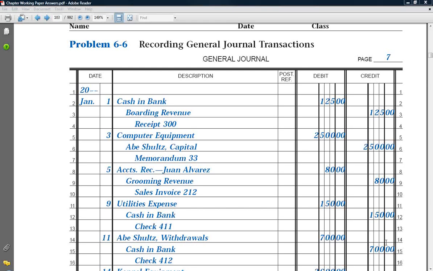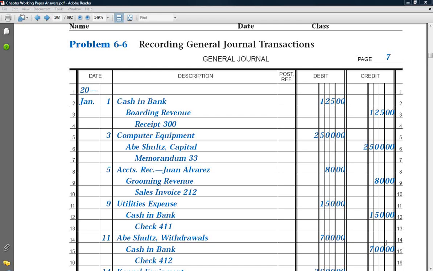On the 3rd, the owner invested computer equipment in the business. The business did not have the computer equipment before, so we debit computer equipment for $2,500 and credit the owner's capital account, $2,500. The asset has increased with a debit. The owner's capital has increased with a credit. Our source document is memorandum 33.